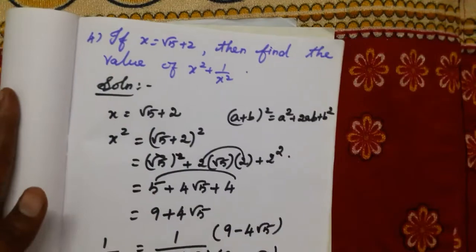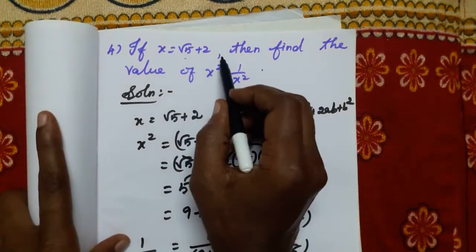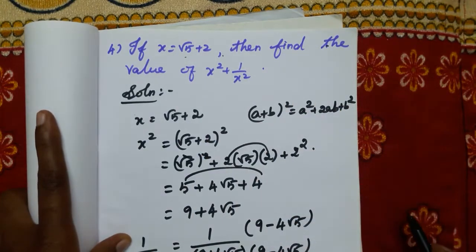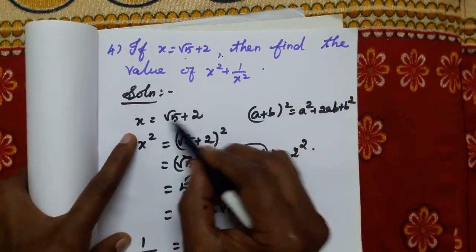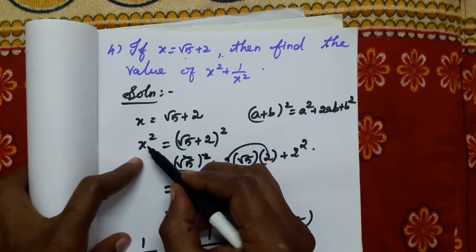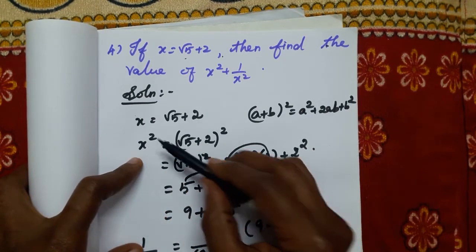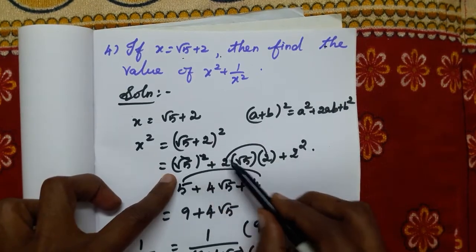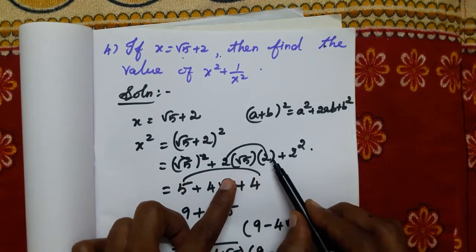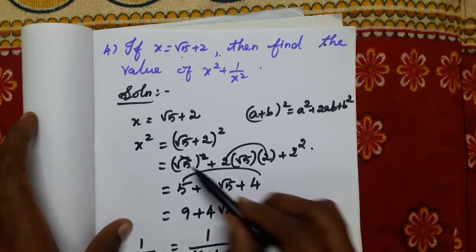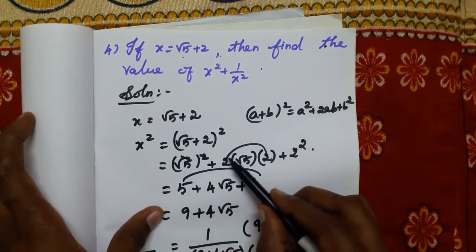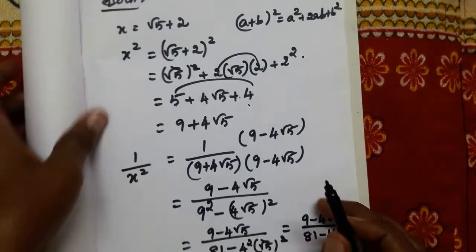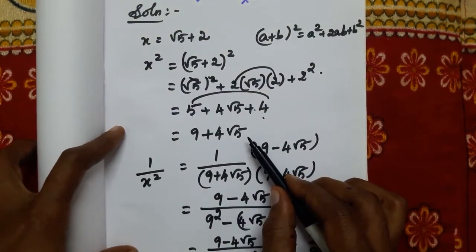Once again, x is equal to root 5 plus 2. Find the value of x square plus 1 by x square. First, we have to find out x square. So root 5 plus 2 the whole square is equal to root 5 the whole square plus 2 into root 5 into 2 plus 2 square. Root 5 the whole square means 5, 2 into 2 root 5 is 4 root 5, and 2 square is equal to 4. It's equal to 9 plus 4 root 5.